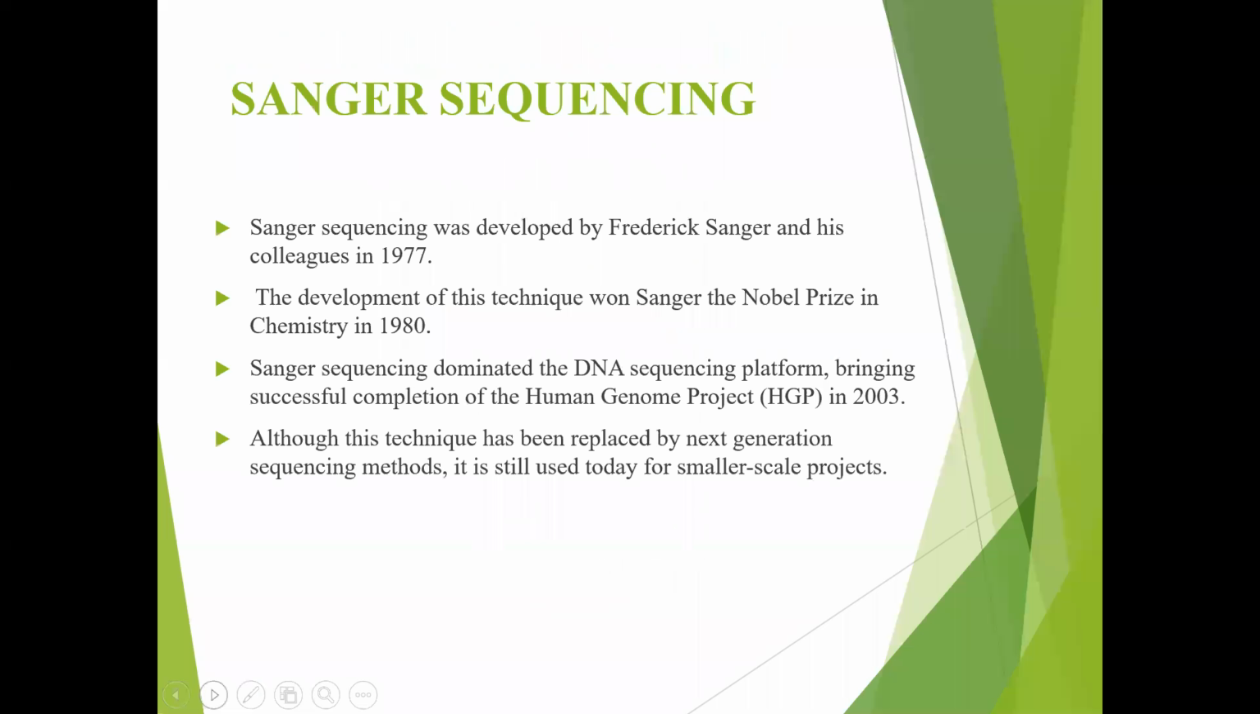So the next method is Sanger's method or chain termination method. I also told that this method is called the enzymatic method because here enzymatic termination takes place. This Sanger sequencing was developed by the scientist Frederick Sanger and his colleagues in the year 1977. The development of this technique also won Sanger the Nobel Prize in chemistry in 1980.